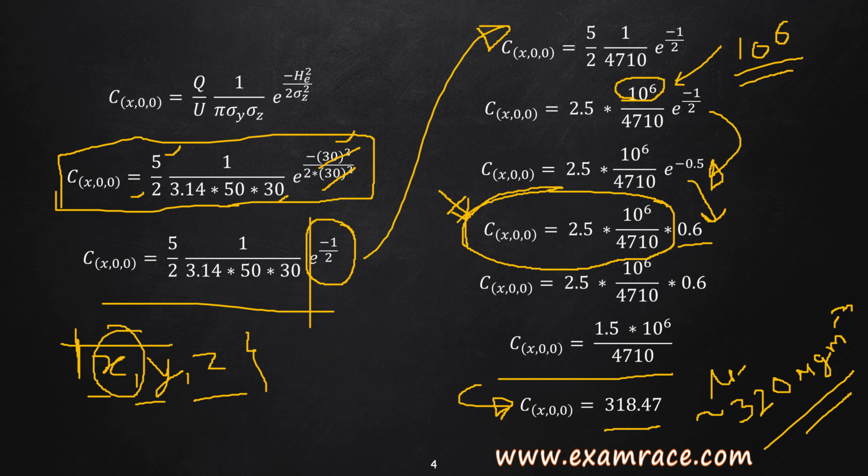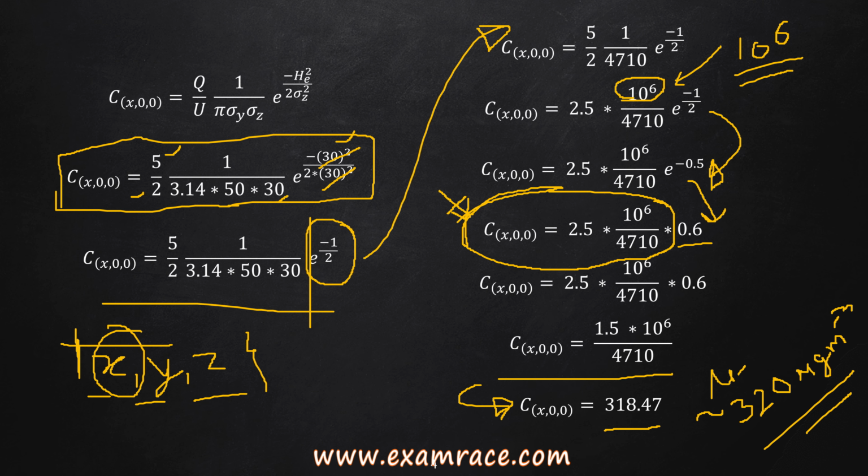And now by solving this, we'll get 1.5 into 10 power 6 upon 4710, and by solving this we'll get approximately 318.47, which gives an approximate value of 320 microgram.